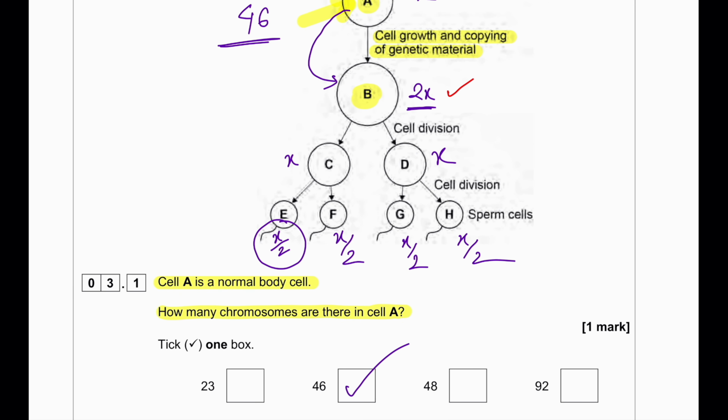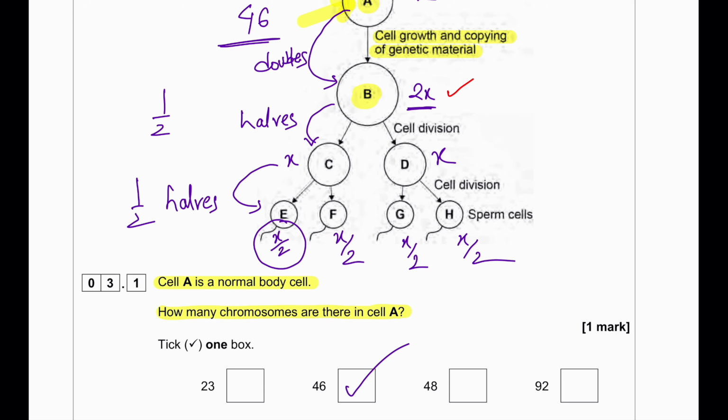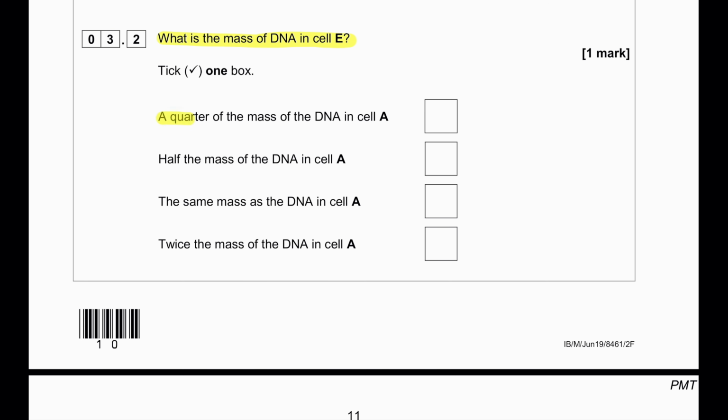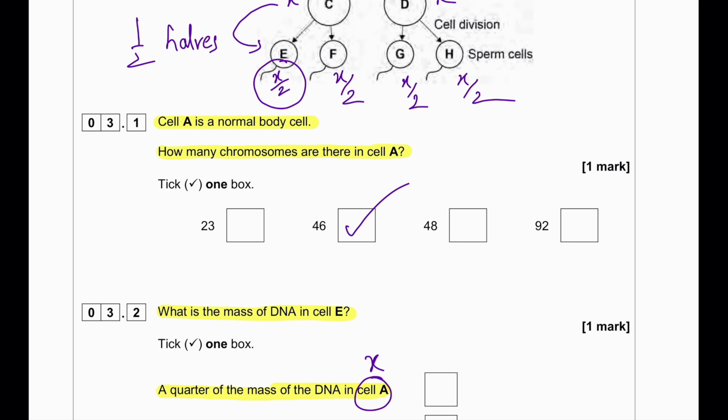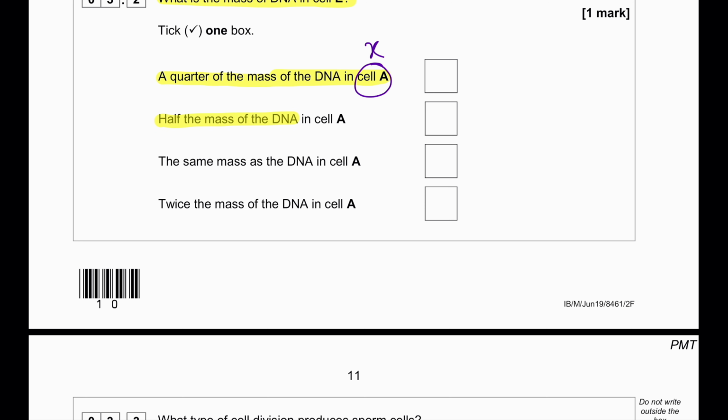And then it halved again from here. So it doubles here because the cell is copying the genetic material, halves here because the cell is dividing, and then halves again. So since there are two halves, then it will be 1/4, a quarter of the mass of DNA in cell A. This is not correct, because the mass of DNA in cell A was x, and the final mass in E is x over 2, which is half. So we have to give half the mass of the DNA in cell A. This will be the correct answer. It's not the same mass as the DNA in cell A because it's a sex cell. Twice the mass of DNA in cell A was actually B.